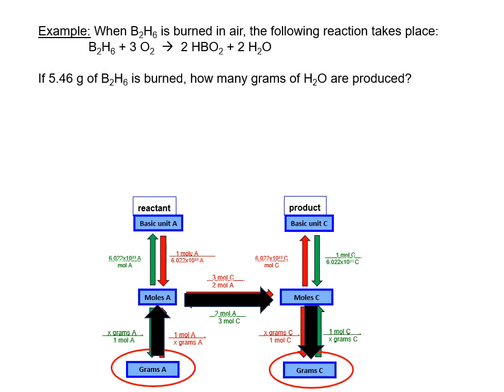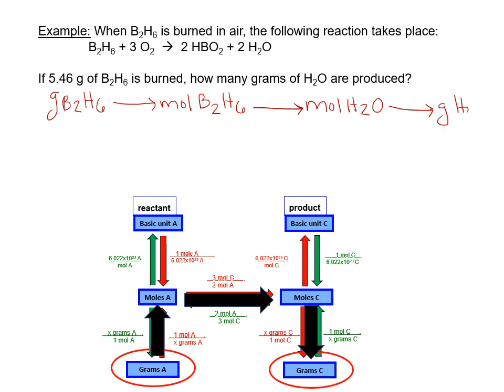We're going to start off with the grams of our B2H6. We're going to convert it to moles of B2H6, and then we're going to do a mole-to-mole conversion using the balanced equation to convert to moles of water. And then we're going to go from moles of water to grams of water because that's what they're telling us to find. So I start off with what I'm given, which is the 5.46 grams of B2H6.